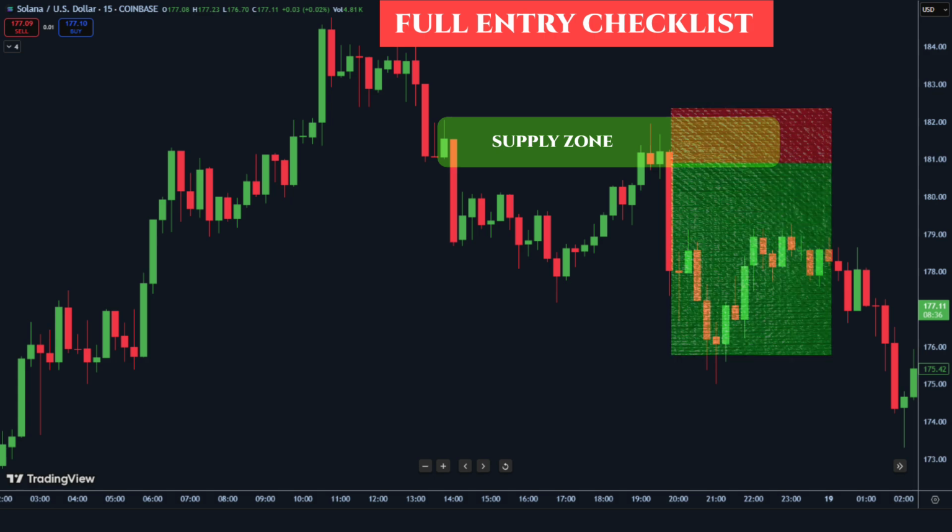7. Enter on confirmation. 8. Place stop beyond the zone, wick. 9. Target next liquidity pool or structure level. 10. Journal the trade, win or loss, to build experience.